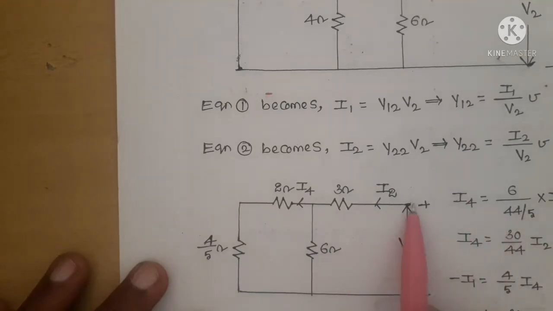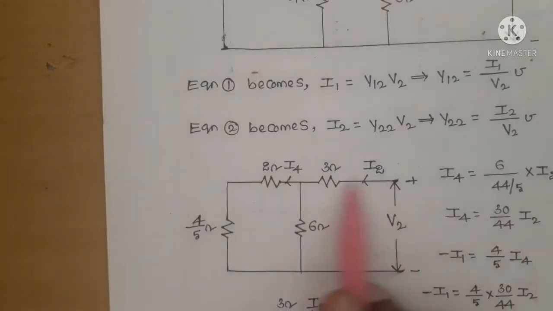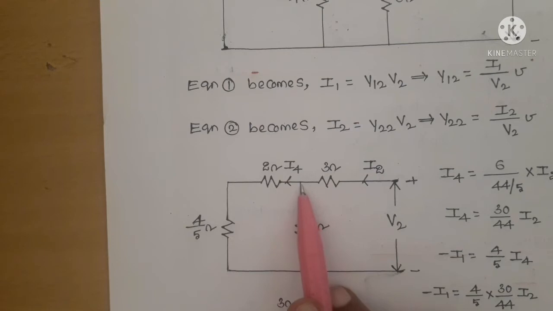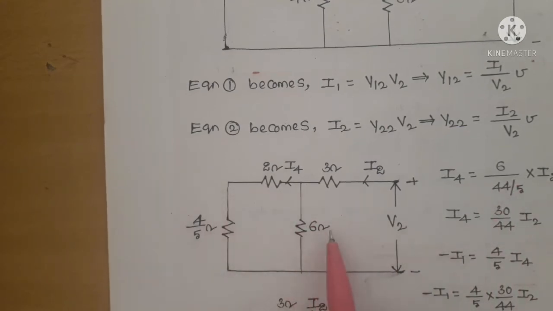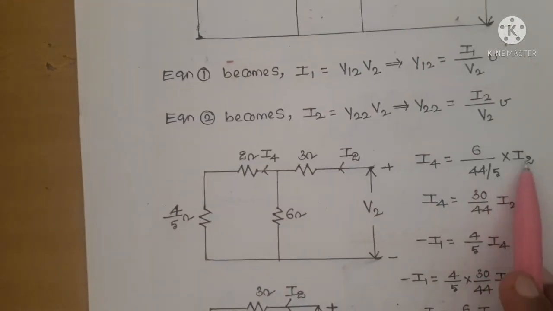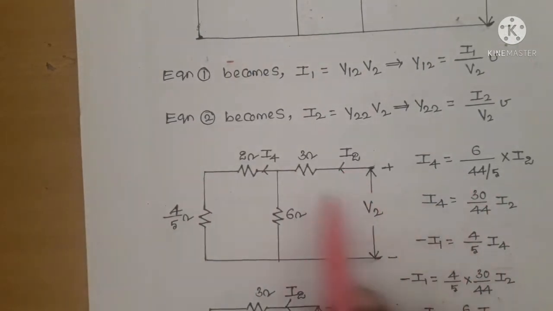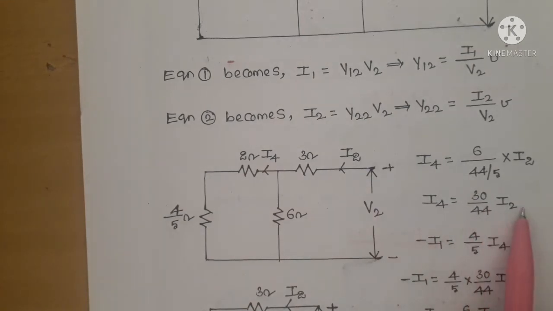By using the current division rule here, I2 is the current coming to the node, and that I2 is divided into this branch and this branch. So I4 equal to, we want the current in this branch, so we have to take the resistor of the other branch, 6 ohms by, the sum of these two resistors, 6 plus 2 plus 4 by 5, is 44 by 5, into I2. So I4 equal to 30 by 44 I2.